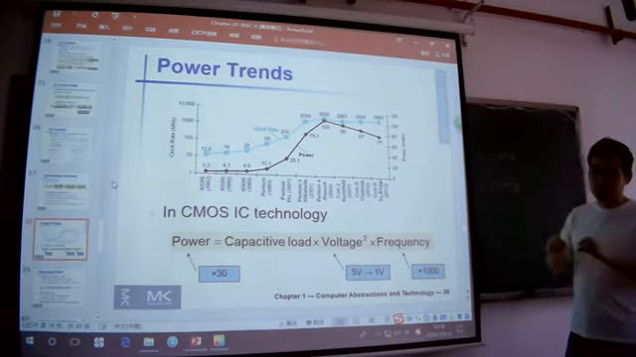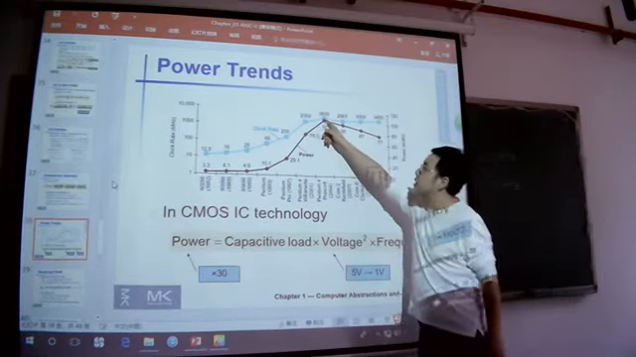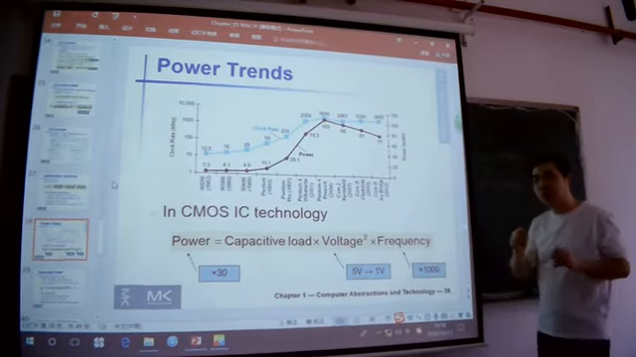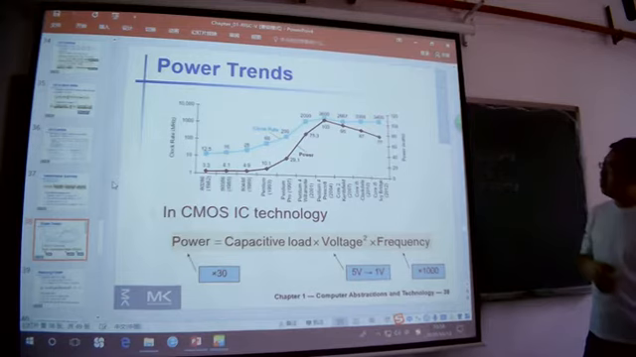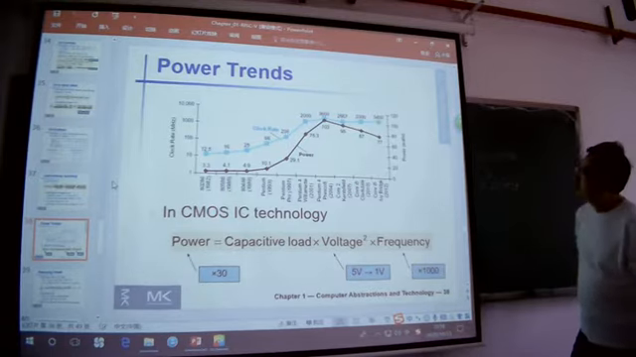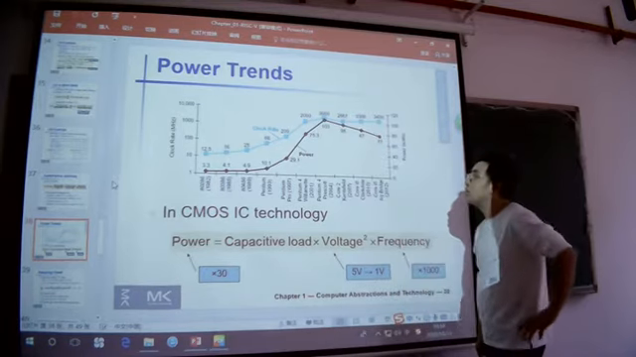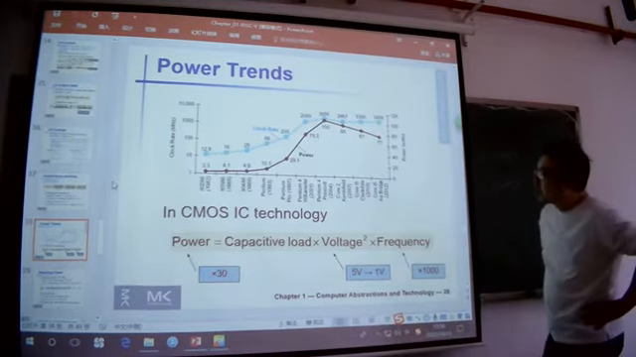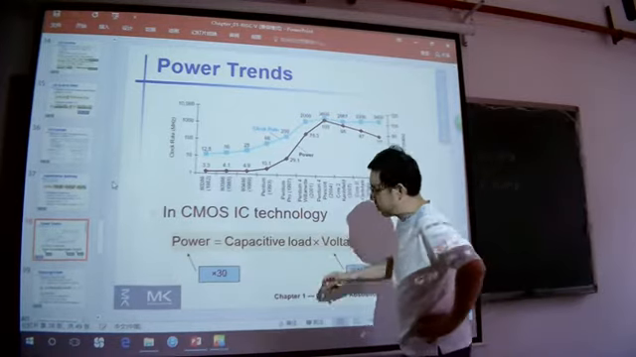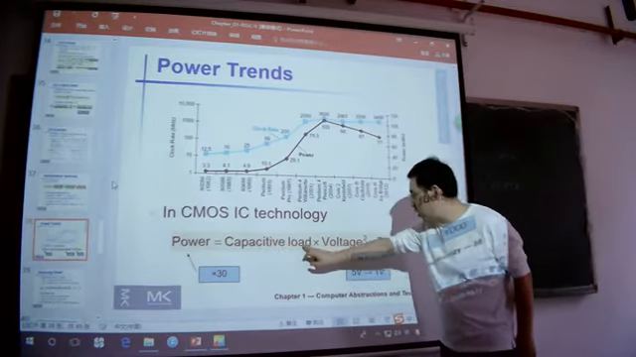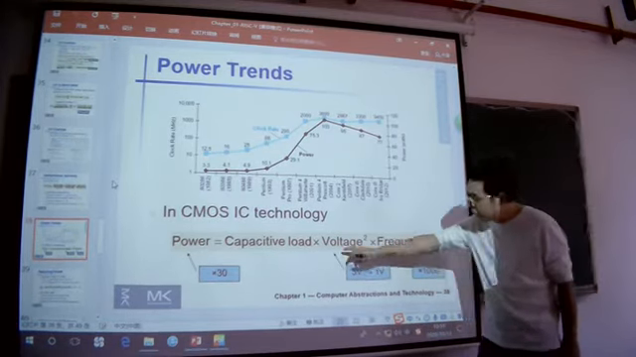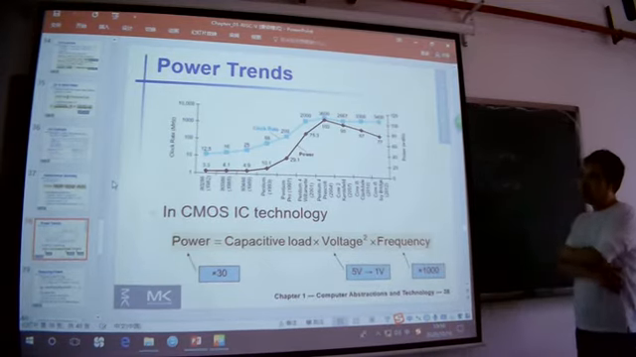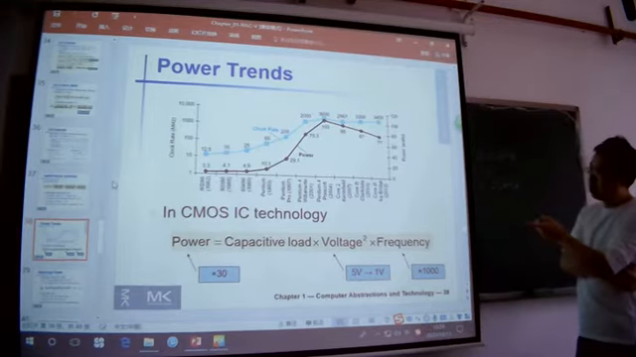We find the former CPU was single core. At this point, we find the decrease because the CPU is divided into 2, 4, or 8 cores. In the CPU, the number of cores is binary: 2, 4, 8. So because the CPU is divided, the power is decreased. In CMOS IC technology, power equals capacitive load times voltage squared times frequency. Voltage is a very important number. We don't hope for high voltage. The high voltage, the high power.